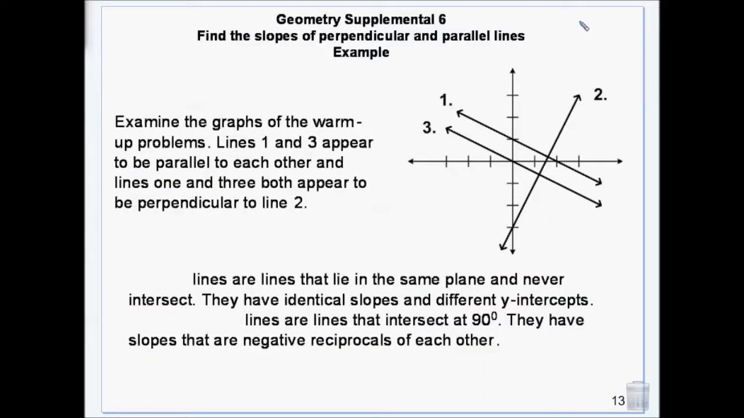We're going to talk about perpendicular and parallel lines. So lines 1 and 3 appear to be parallel. Lines 2 and 1 appear to be perpendicular, and lines 2 and 3 appear to be perpendicular. So they look like they're at right angles.